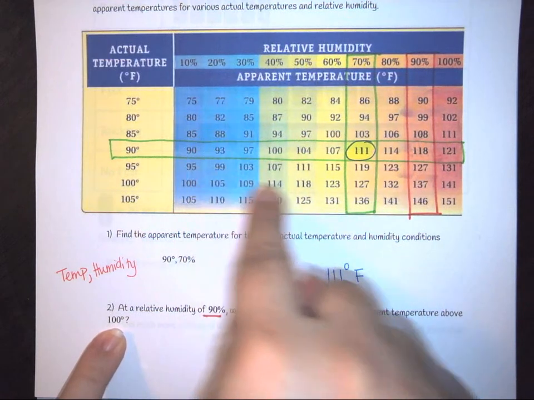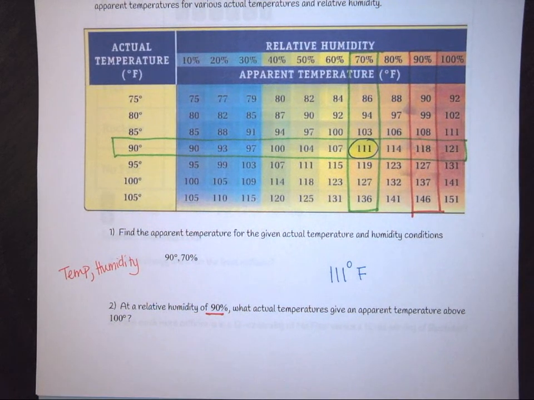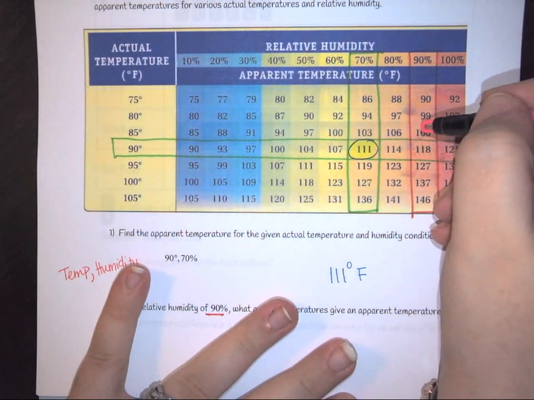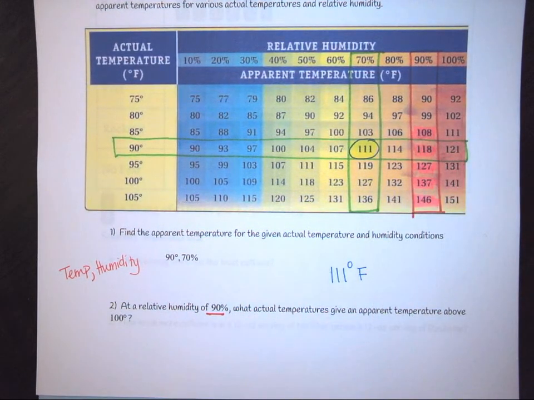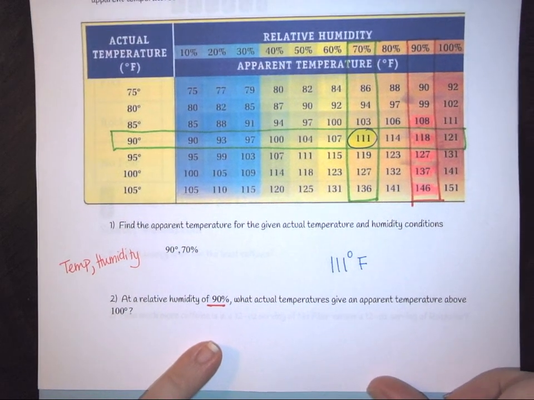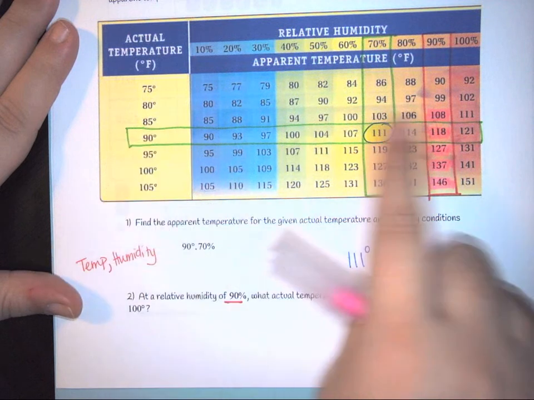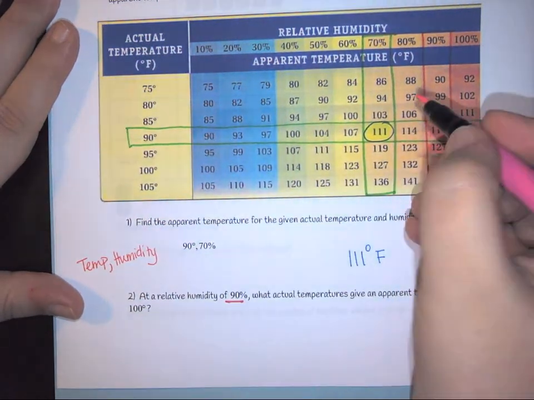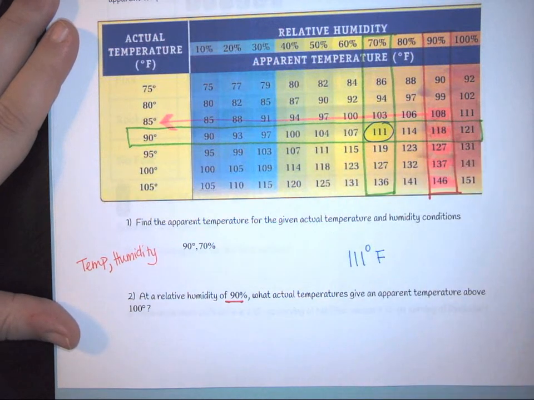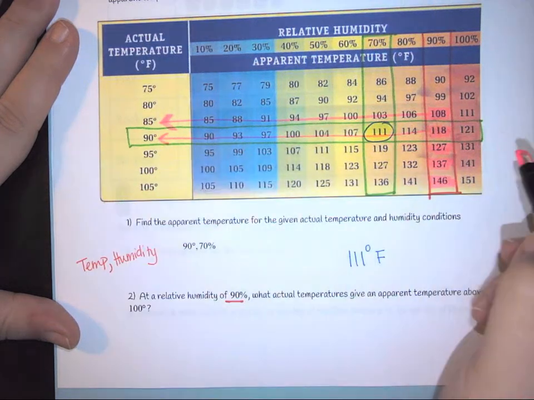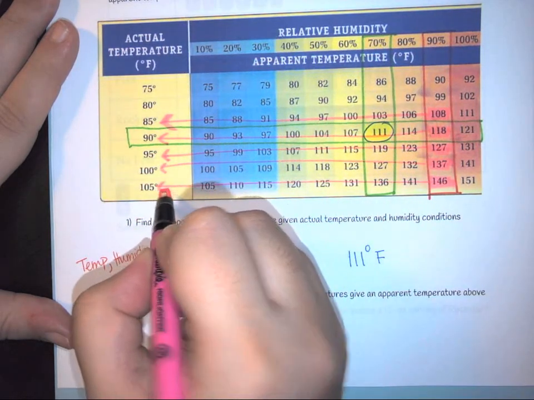My apparent temperatures are all these temperatures here in the middle. So I'm looking down my 90% column, and I am looking specifically at all of the temperatures that are greater than 100. So we're looking at this 108, 118, 127, 137, 146. In order to figure out the actual temperature, we need to go straight across to its temperature. If I look at 108 and go straight across over to its temperature spot, I've got 85. The same thing, 118 would come straight over to 90. This would come straight over to 95. Here we go to 100, and my last one comes over to 105.